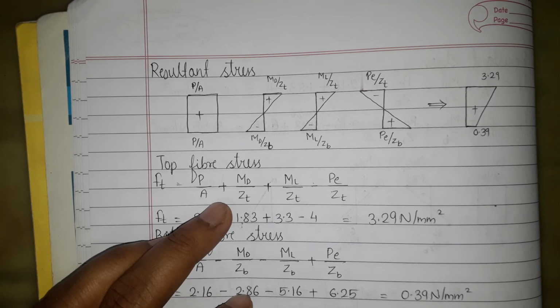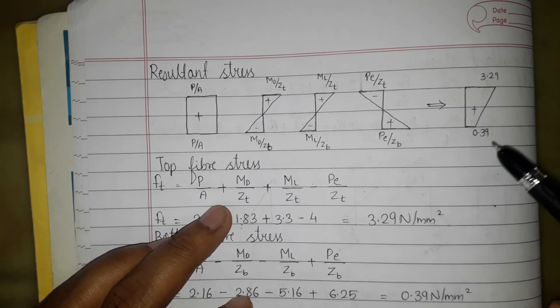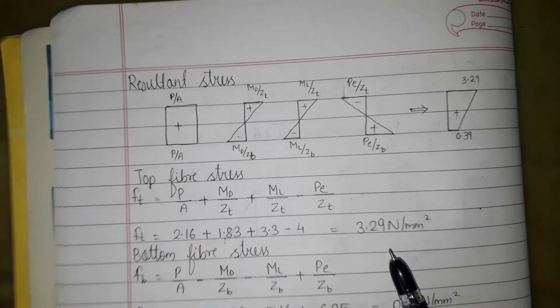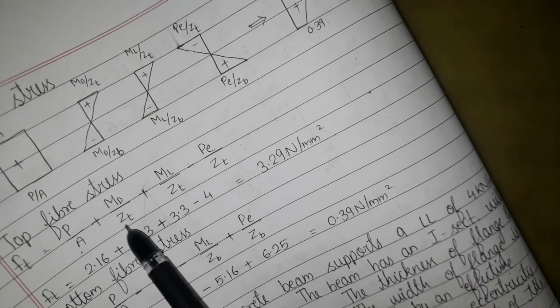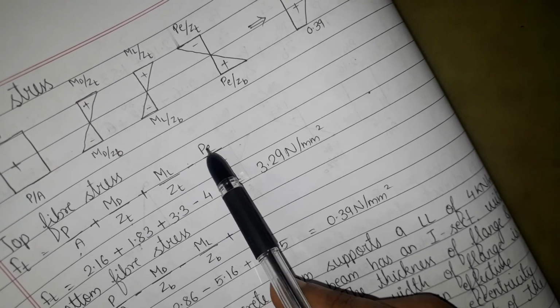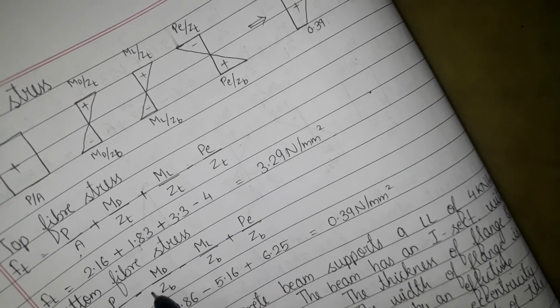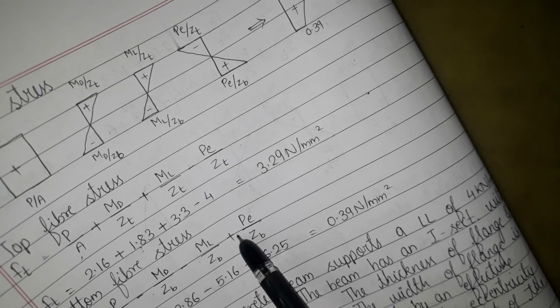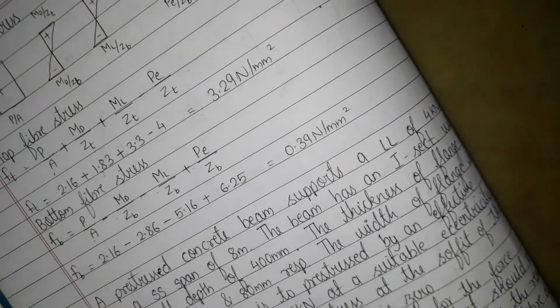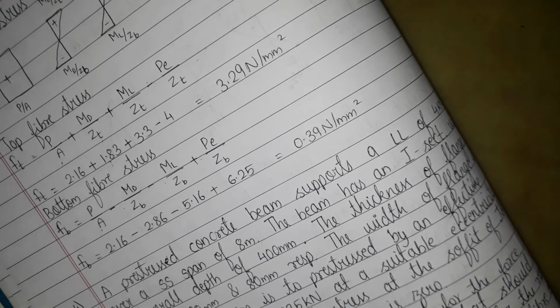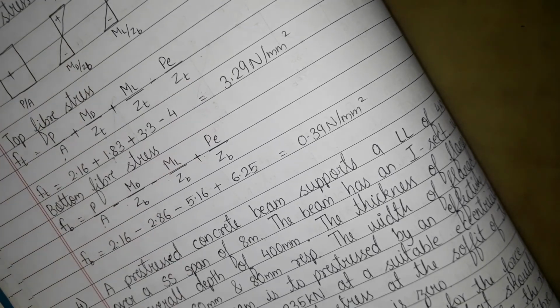Both are positive again, so here it is compression. Both are in the compression zone only. So we have top stress and bottom stress. Okay, so here it is calculated. You can see here P by A, MD by ZT, ML by ZT minus PE by ZT. But for the bottom, P by A minus MD minus ML plus PE. Understood? So together we have the top fiber stress and bottom fiber stress.